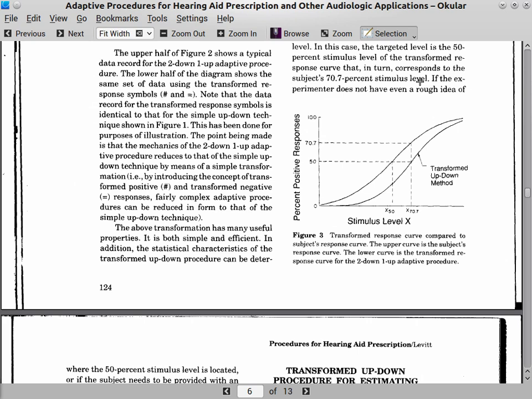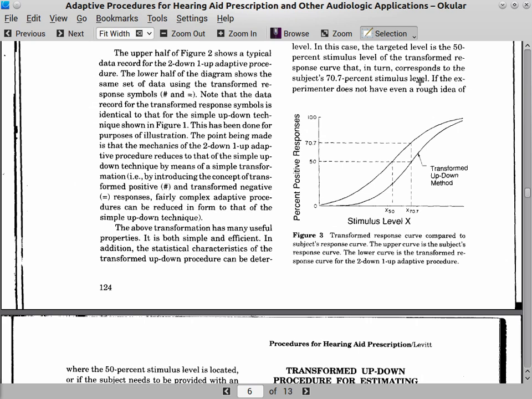Okay. So I know you already know the purpose, but the purpose of it is to figure out what intensity level should we test to achieve PB max, right? Because, so what is PB max? The best word recognition you can get. Yeah, exactly. The best word recognition score you can get.